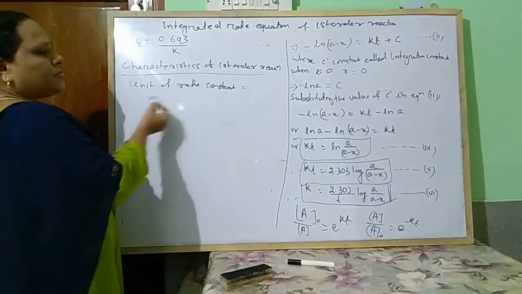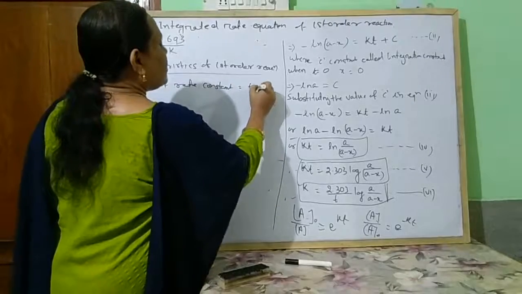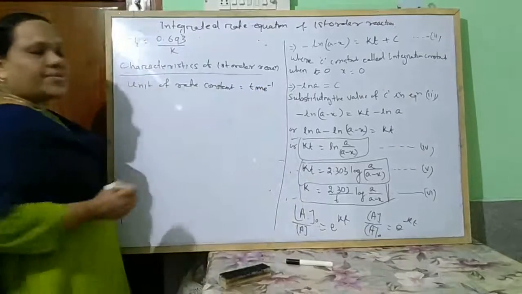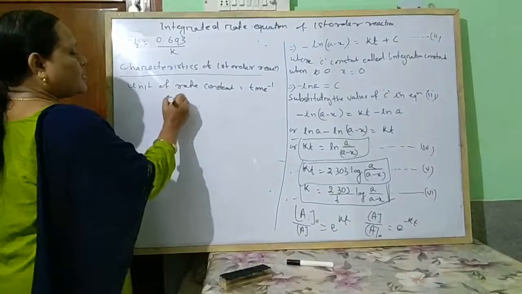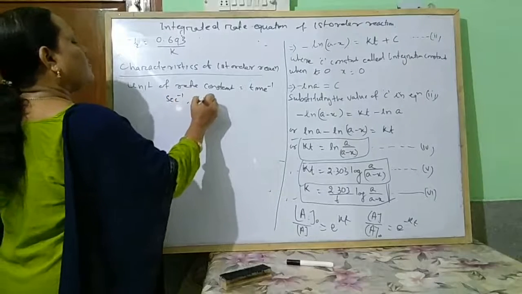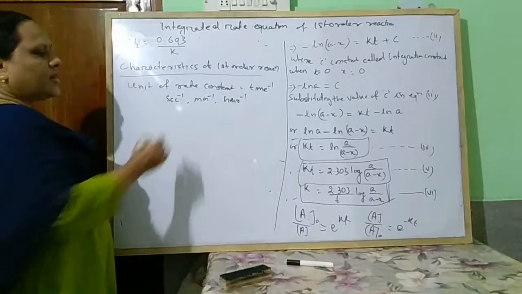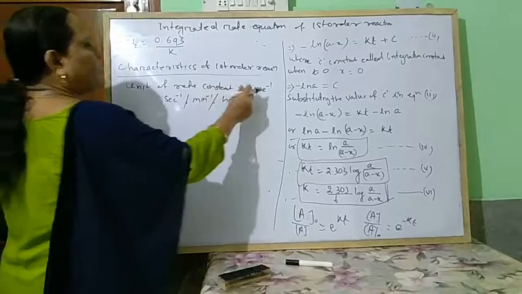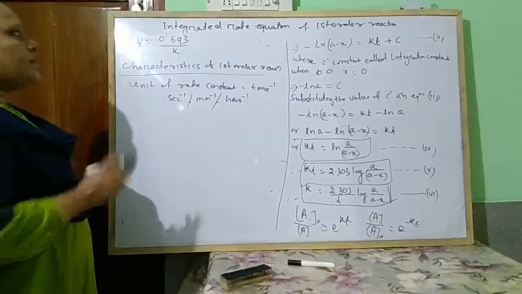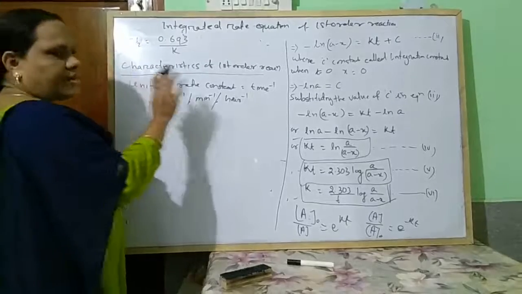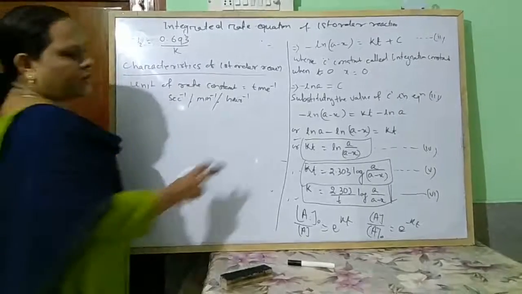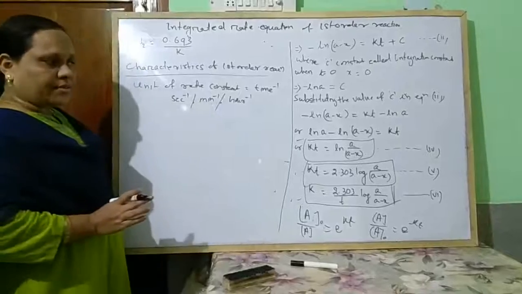So in this way the unit of rate constant is time inverse. That may be second inverse, minute inverse, hour inverse, etc. They may be in different forms, but the unit is time inverse. So any reaction which is of first order should obey this equation.